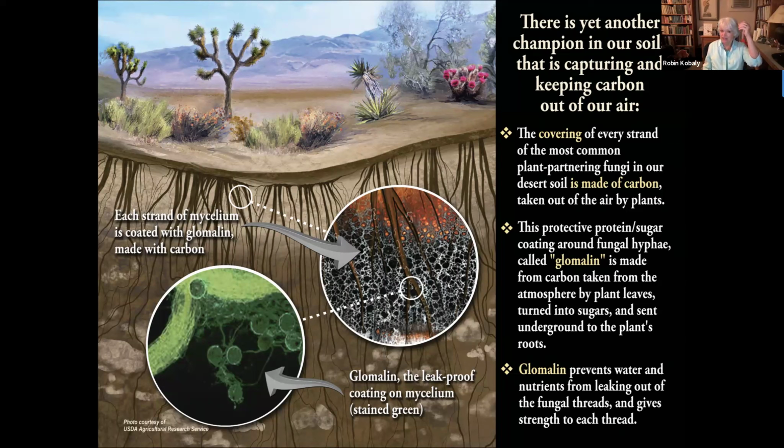the air as carbon dioxide, turned into sugar, moved down to the roots, and redistributed around the threads of the mycelium as sort of a Thompson's Water Seal, semi-permeable living coating around the mycelium that actually keeps the water and nutrients from leaking out of the mycelial threads.